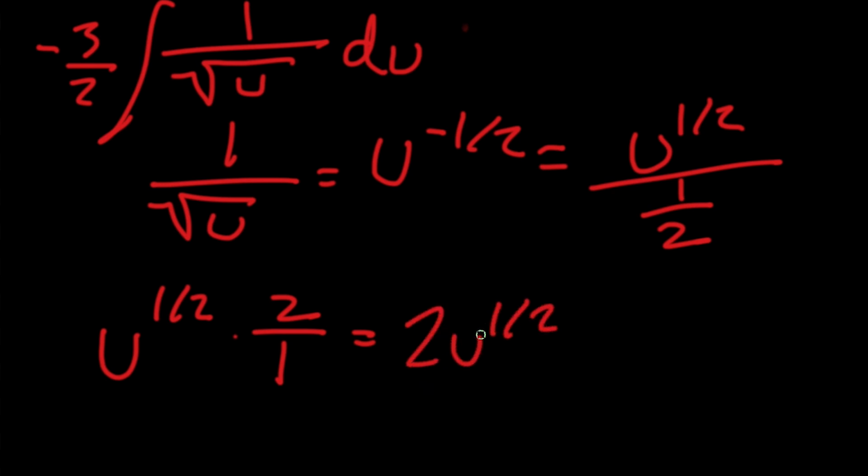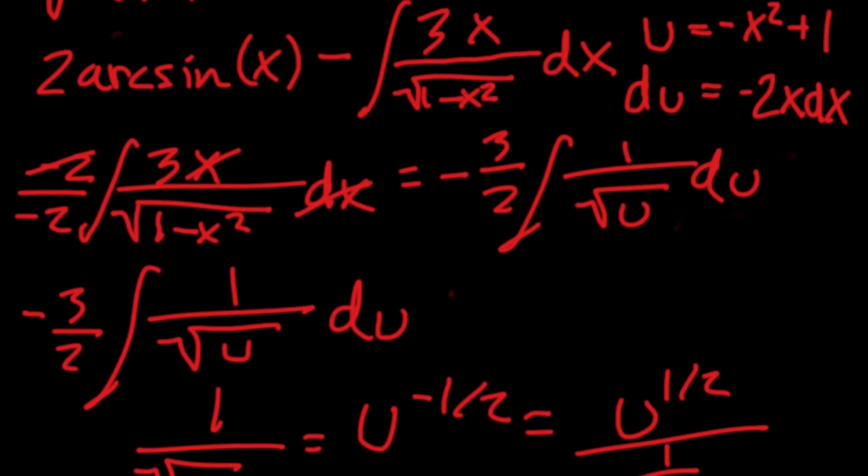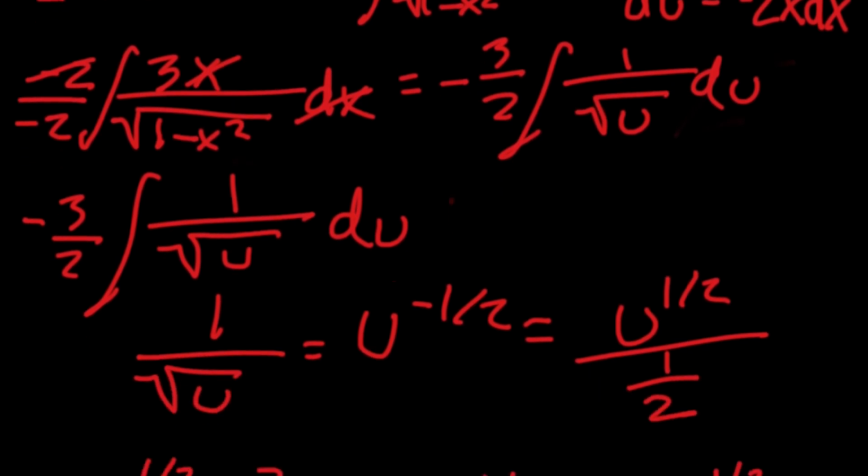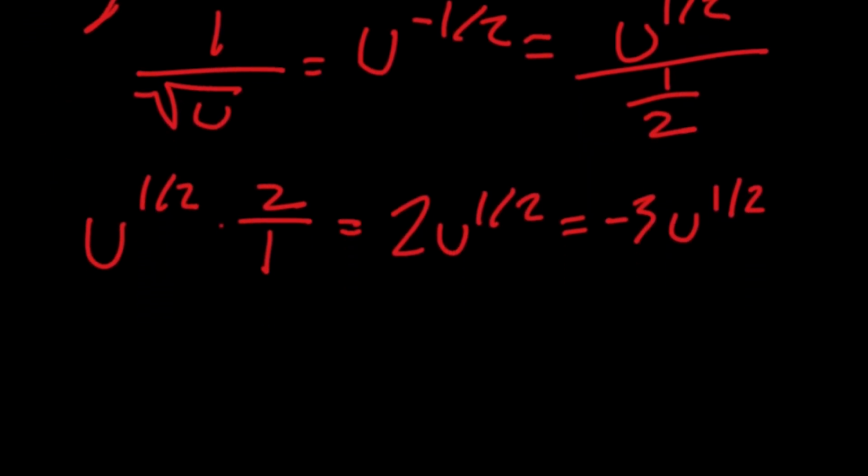1/2, okay? And now we need to multiply by that outside negative fraction that we had created. And when we multiply by it, we're going to get negative 3u to the 1/2. Now we're going to go back and fetch our u, which we said our u was negative x squared plus 1, right? And we're going to plug it back in. And we're going to get our final integral for this one is negative 3 times negative x squared plus 1, to the 1/2.